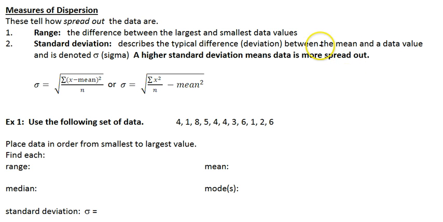Okay, so the key thing that you need to know about standard deviation is a higher standard deviation means data is more spread out. So data that is close, all stuck together in a certain spot, would be a low standard deviation. A high standard deviation means data is more spread out. This is a formula for finding it by hand. In this class, we're actually not going to be finding it by hand. We will be using our calculator, and I will show you how to do that in just a little bit.